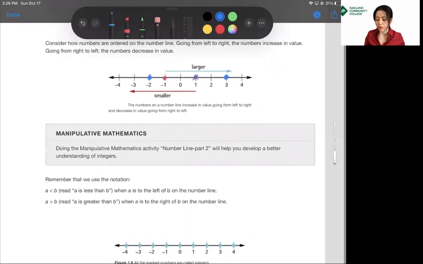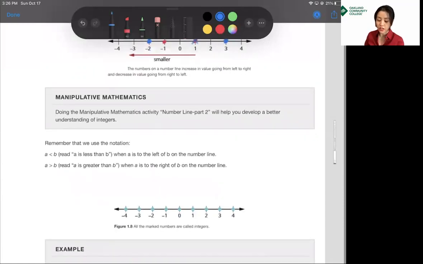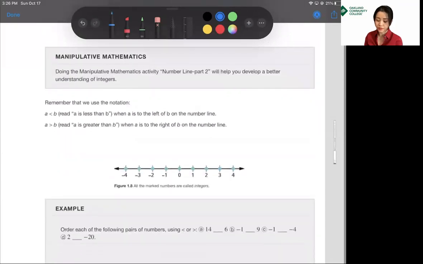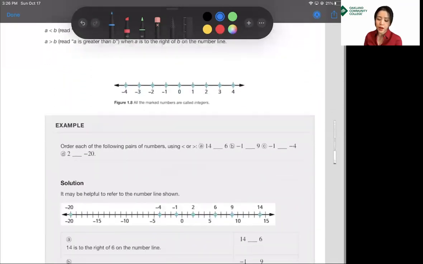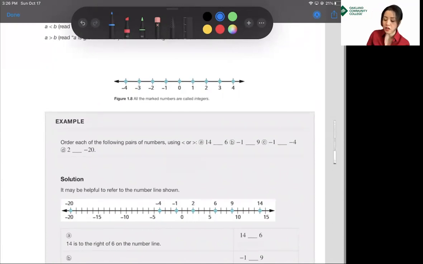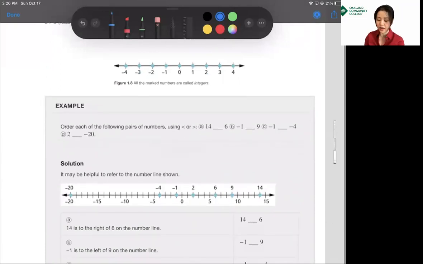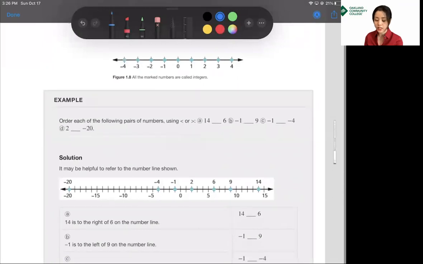Let's familiarize ourselves with notation. A is less than B when A is to the left of B on the number line, and A is greater than B when A is to the right of B on the number line. Let's take a look at some examples. Order each of the following pairs of numbers using less than or greater than. A, 14 and 6. Well, there's no brainer. We know that 14 is bigger than 6, right?